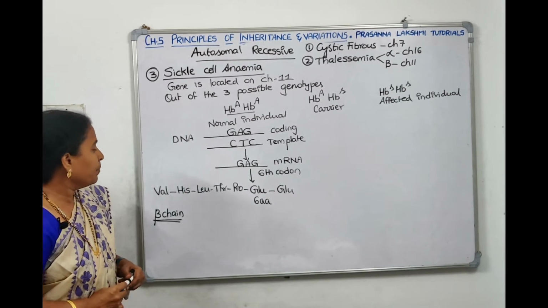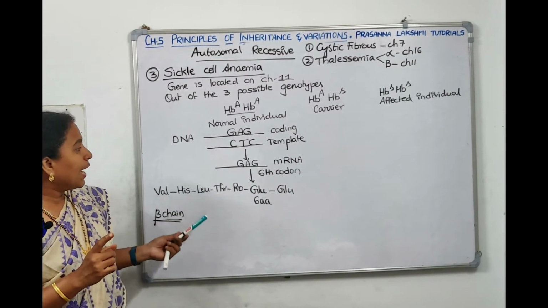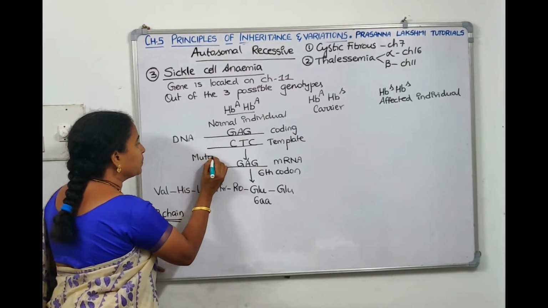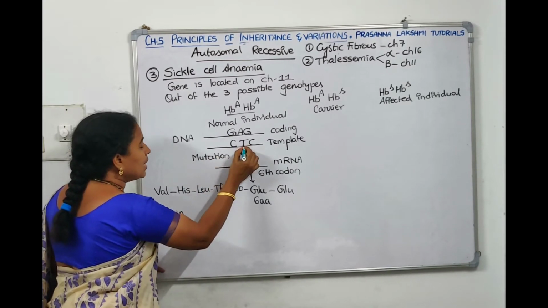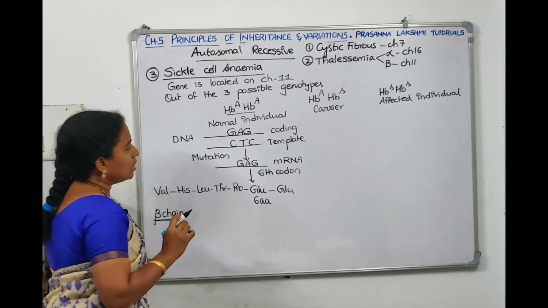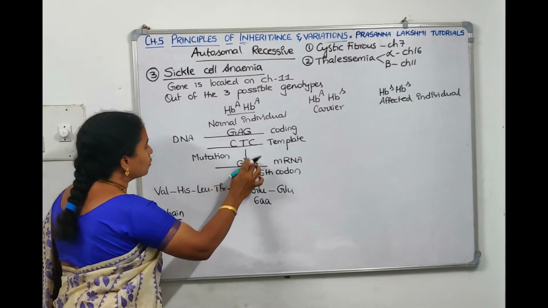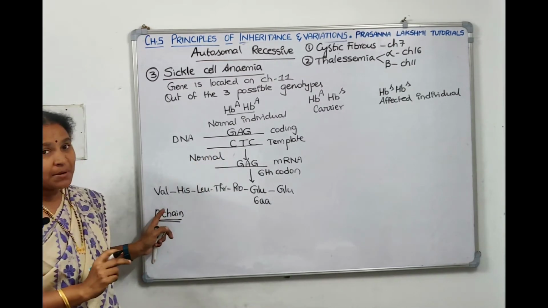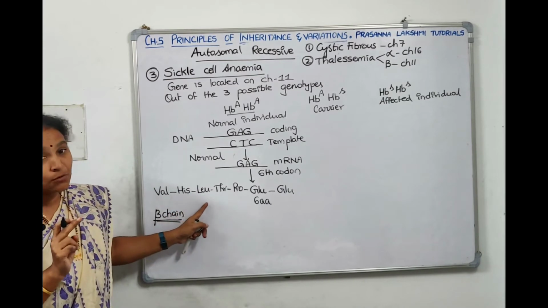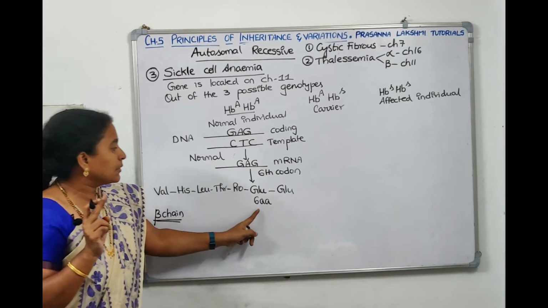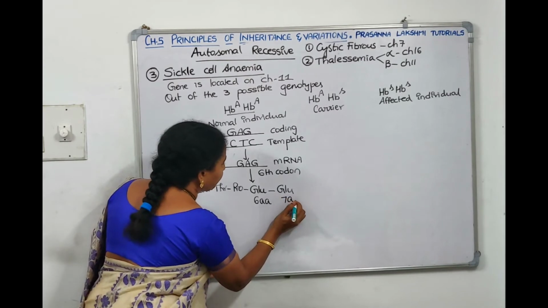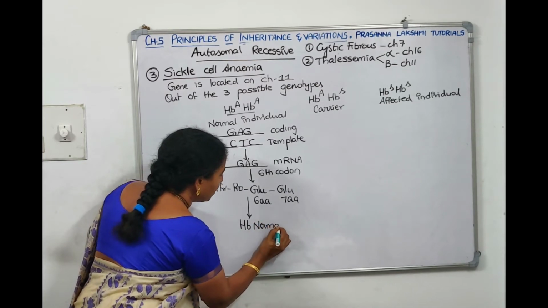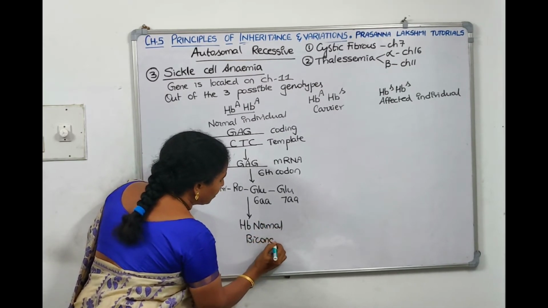In sickle cell anemia, the beta chain synthesis gets affected. In the beta chain, the sixth codon undergoes mutation. This is the sixth codon. It undergoes mutation. Which mutation is that? T got converted to A, right? This is a normal thing. This is a normal gene. The first amino acid is valine. The second is histidine. The third is leucine. The fourth is threonine. The fifth is proline. The sixth is glutamic acid. And the seventh is also glutamic acid. If this is the amino acid sequence, then the hemoglobin molecule will be normal hemoglobin and it will be biconcave in shape.